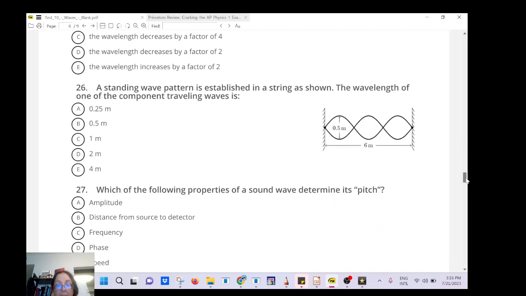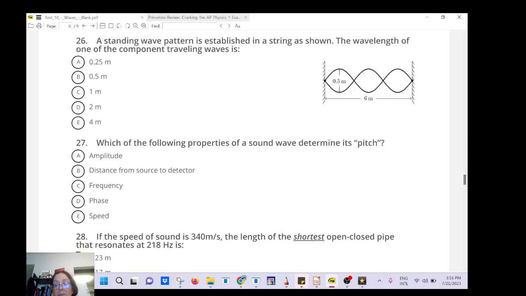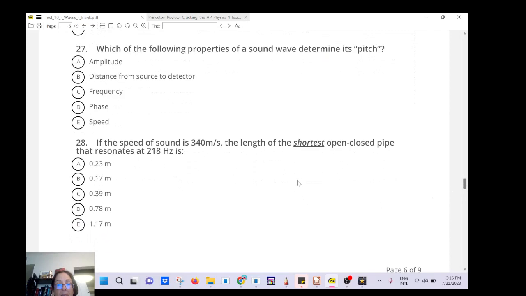Okay. So pitch, we talked about that. The pitch is the fundamental frequency, and then all the overtones give instruments their tone quality. But the pitch is the frequency. So open, closed, we did that in a previous lecture about standing waves.